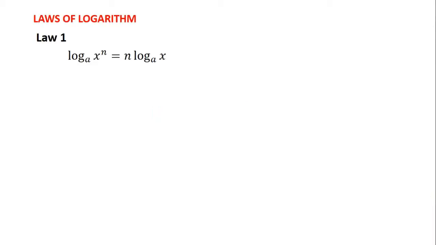Law 1 says that if you have the logarithm of a number x to the base a, and the number x has an exponent n, so we have log x exponent n base a, this can be written as n log x base a. So if the logarithm number x has an exponent n, then the exponent can multiply the logarithm to the base given. For example, if you have log 7 exponent 2 base 3, it can be written as 2 log 7 base 3.